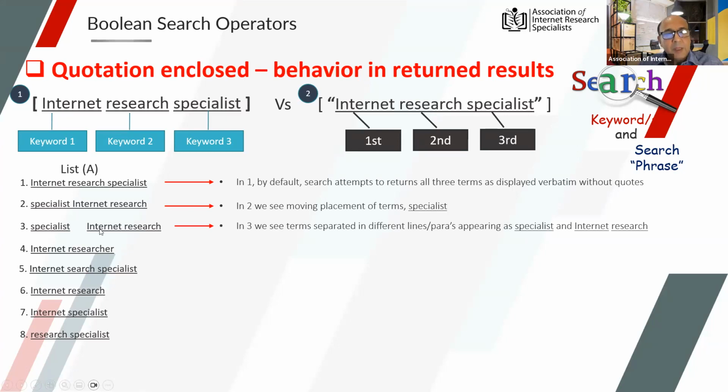In three, what might happen is that it would start to combine certain words and leave out certain words isolated as single words. For example, the specialist may be found somewhere in the content page separate from internet search, whereas internet search may combine together and appear as another term not attached to the word specialist. So this is the third action.